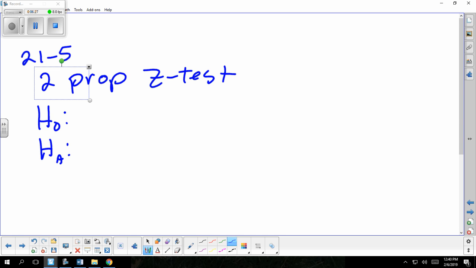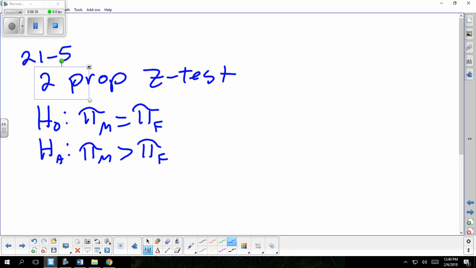So we think pi of males equals pi of females, and we want to see if we can prove that the true proportion of males is greater than the true proportion of females. We're not given a significance level, so I'm going to choose a 5% significance level, and then define our parameters.